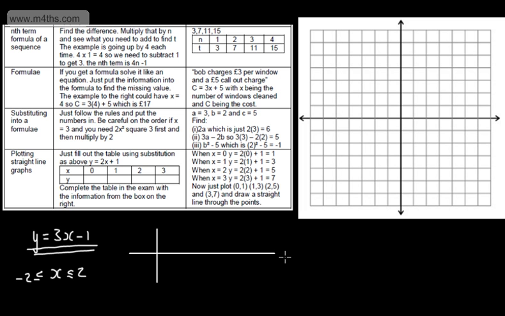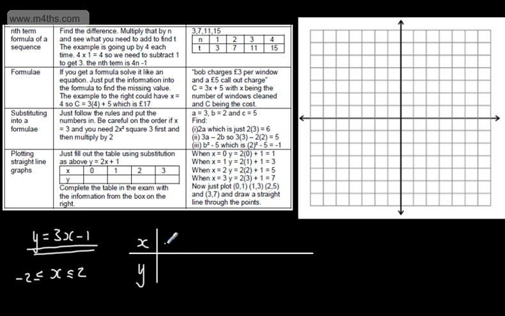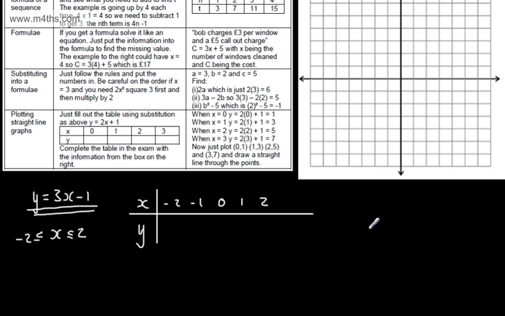So what I'm going to do is simply label this up now, x and y. So we're going to have -2, -1, 0, 1, and 2. I'll do this one very step by step to begin with. I actually like to start at 0, if I'm going to be 100% honest. 3 lots of 0 minus 1 is going to give me -1. 3 lots of 0 is 0, minus 1. So now I'm going to have -1 in here.